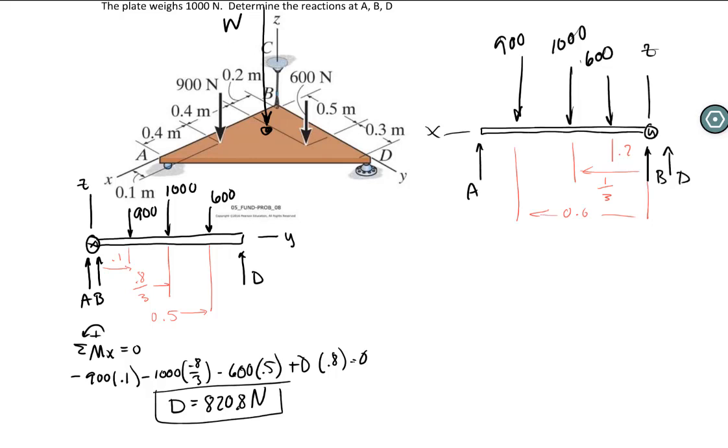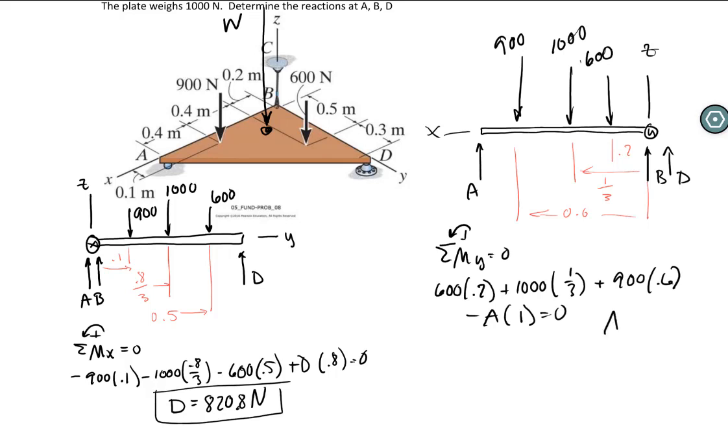Okay, let's sum the moments about the y-axis then and see what we can discover. Sum of the moments about y is equal to 0. So I have 600 times 0.2 plus 1000 times 1/3 plus 900 times 0.6 minus a, sorry, minus a times 1 is equal to 0, and then I can solve that for a is equal to 993 newtons. All right, so I've got 2 of my unknowns solved for.